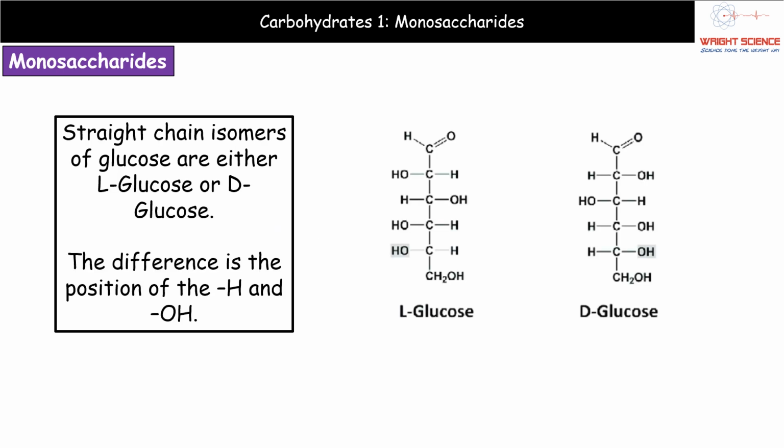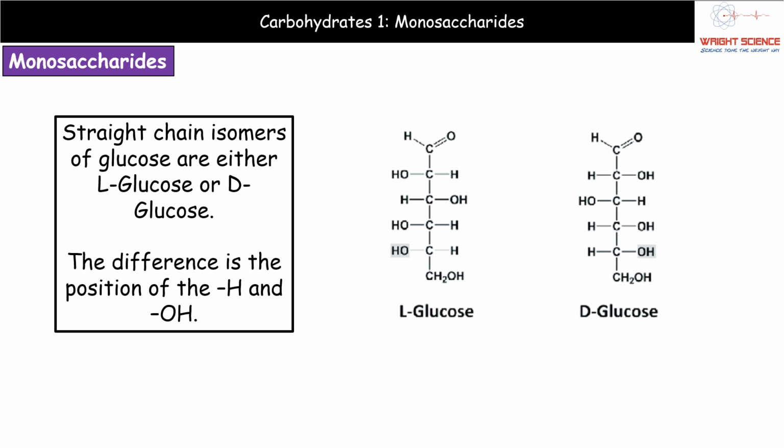If we start off with the straight chain isomers, so we're sticking with glucose throughout this bit because it's an old favourite, so let's stick with what we know. Then what we actually find is we not only have a straight chain version of glucose, we have 2 straight chain versions of glucose. We have L and D glucose.